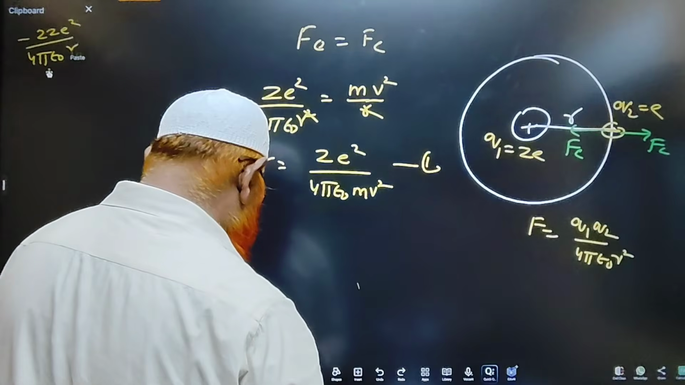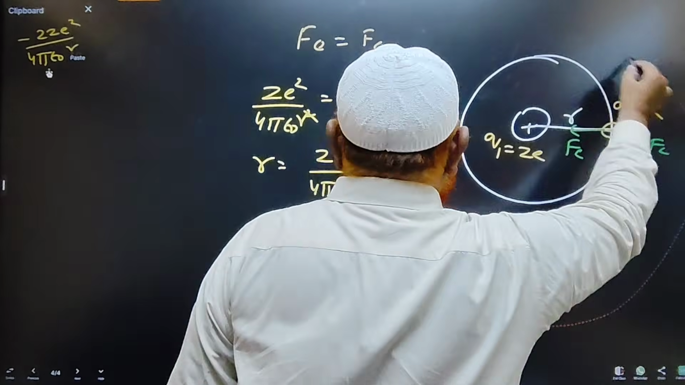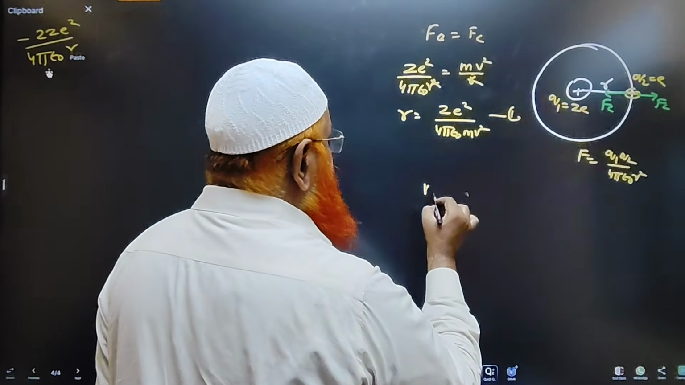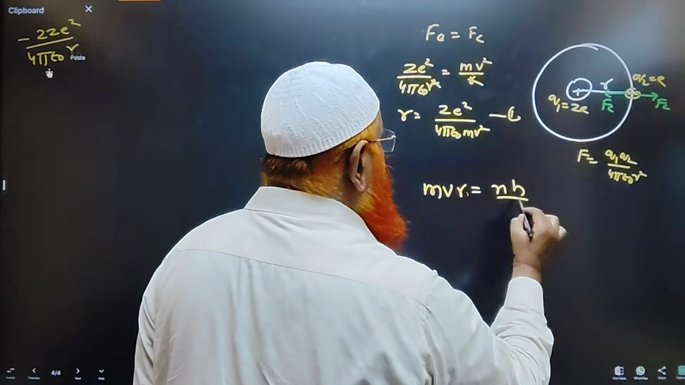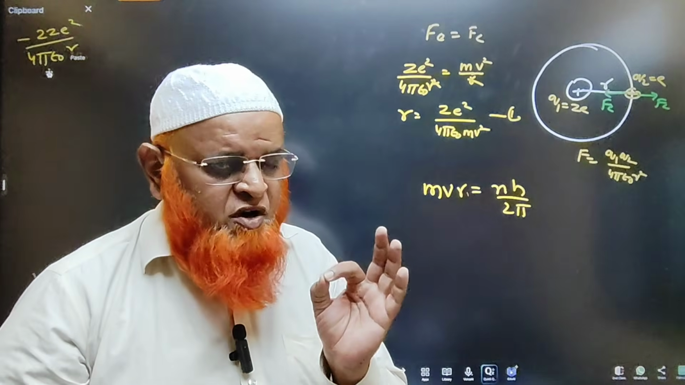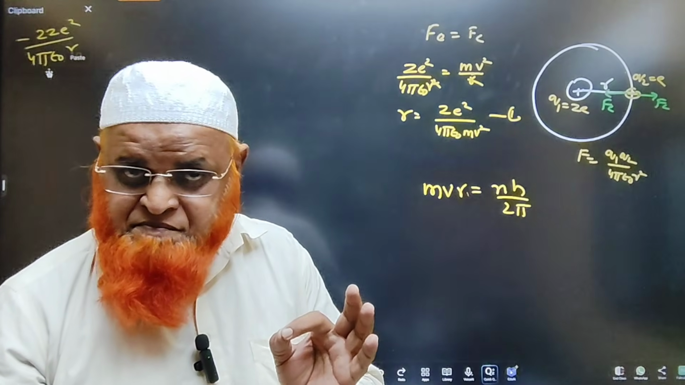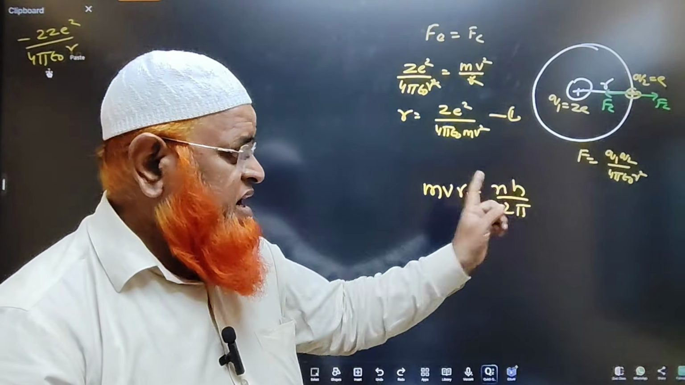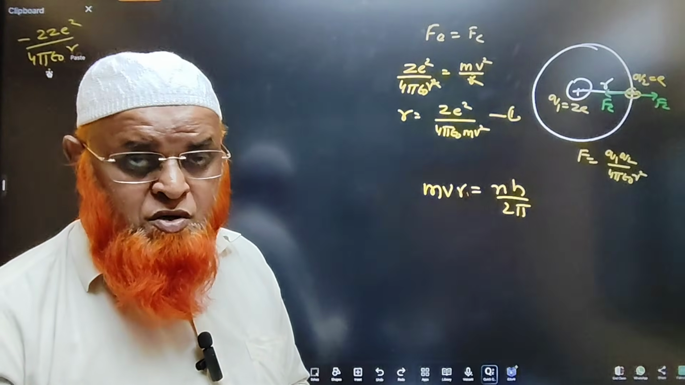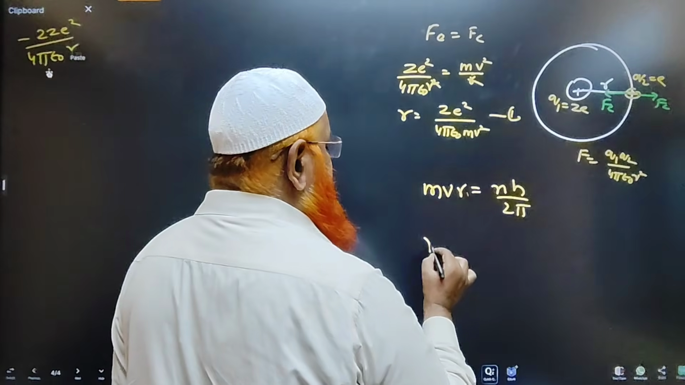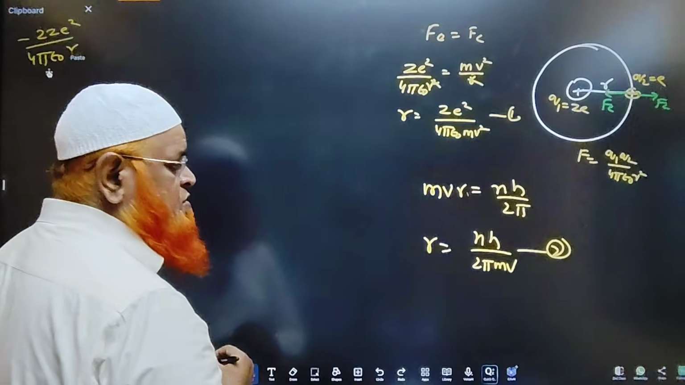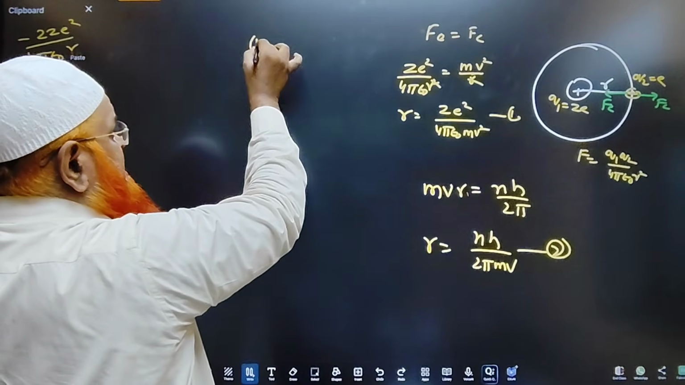But you also know one thing. Let me say what you know already. According to Bohr's atomic model, you also know that mvr is equal to nh by 2 pi. Angular momentum is quantized. This is going to be one of the postulates of Bohr's atomic model. Angular momentum L is equal to nh by 2 pi, where n is said to be the principal quantum number. First orbit n equal to 1, second orbit n equal to 2, and so on. So from this also I have taken R is equal to nh by 2 pi into mv. This is called equation number 2. Both are the same. 1 is equal to 2.